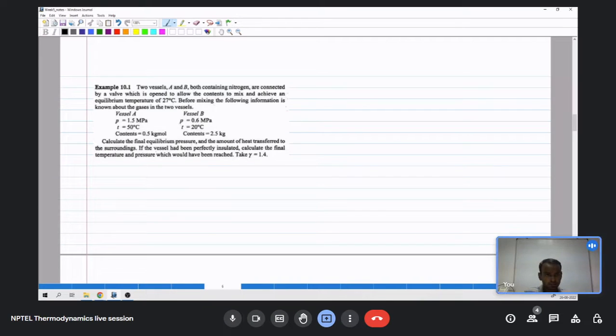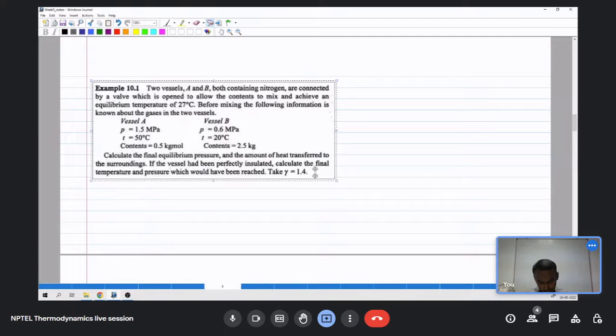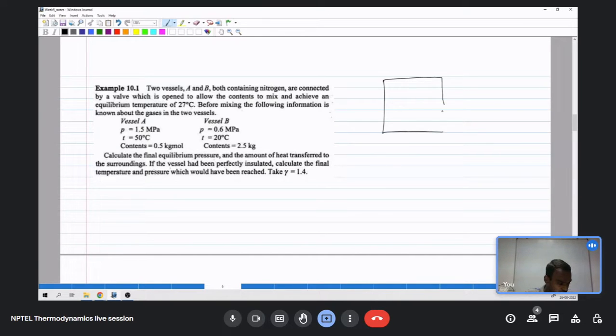Okay. Now, yeah, we have a problem. Two vessels A and B, both containing nitrogen, are connected by a valve which is open to allow the contents to mix and achieve an equilibrium temperature of 27 degrees Celsius. So if I have to draw the schematic, two vessels A and B are given.